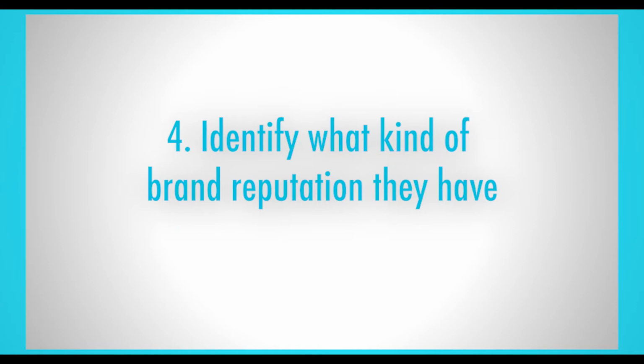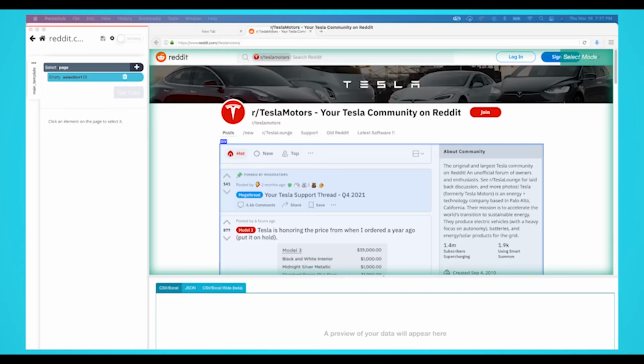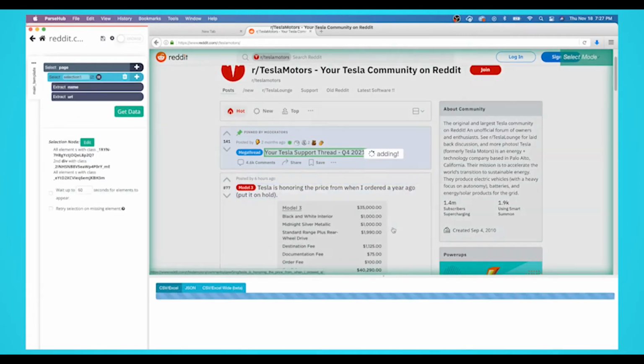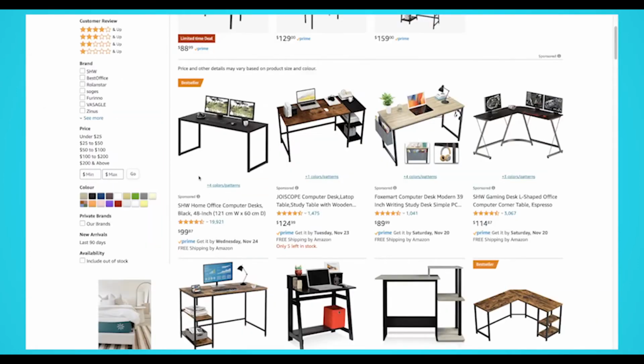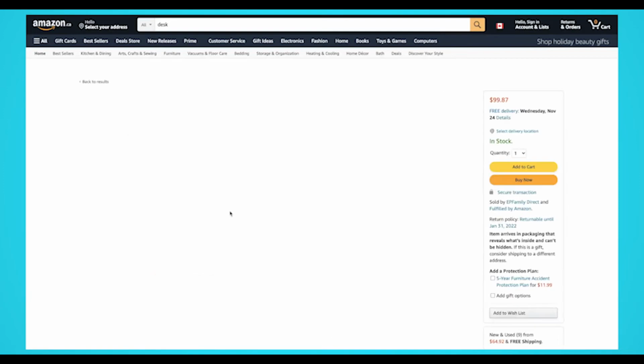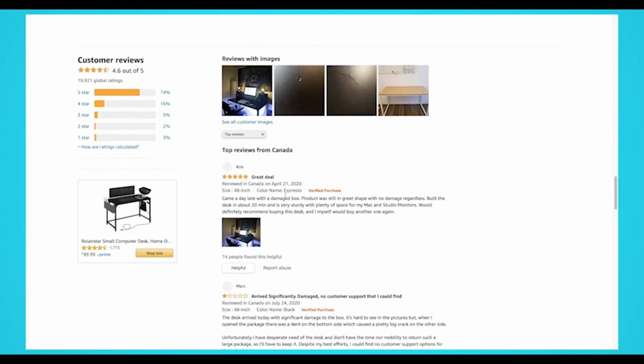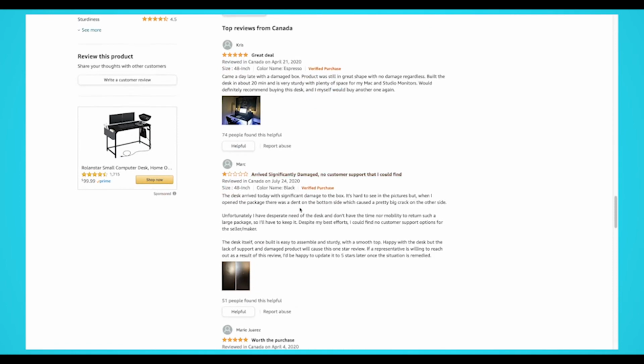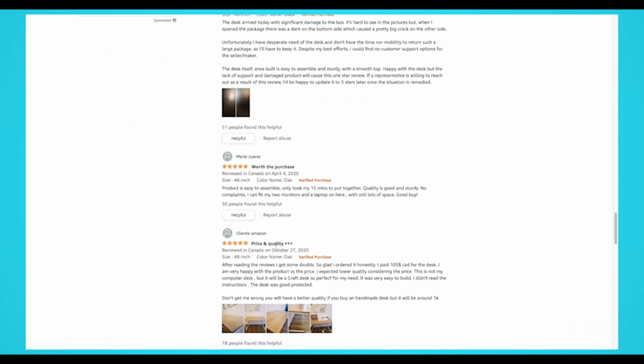Number four, identify what kind of brand reputation they have. You should look at your competitors' brand reputation. You can do this by scraping their social media mentions, articles and forums they're mentioned in, and online reviews. This will give you an idea of what the public thinks of your competitor's brand. It's important to identify if there are any negative reviews or comments and see how they're handling them. Are they offering support, fixing problems, or ignoring it? All this information could help you out in some way. You can also understand your competitor's mistakes and weaknesses so you can avoid them as well.